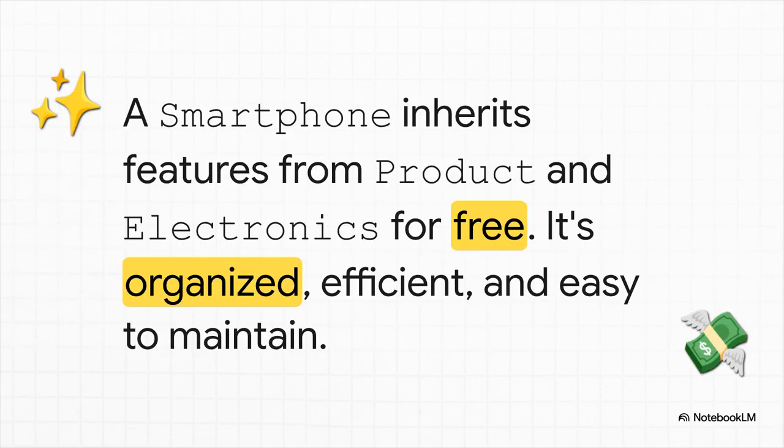And here is the beautiful payoff. Our Smartphone class automatically gets the ID, name, and price from the Product class, and it gets the warranty from the Electronics class, all for free. We didn't have to write any of that code twice. We define those features just once at the right level. This is exactly what makes our code so much more organized, way easier to maintain, and incredibly efficient.